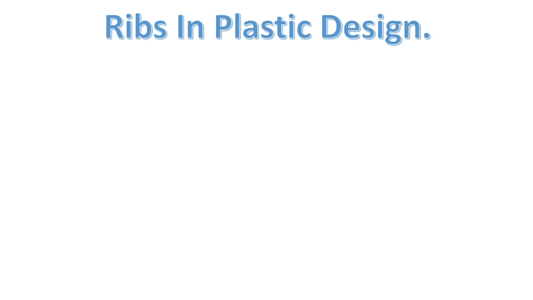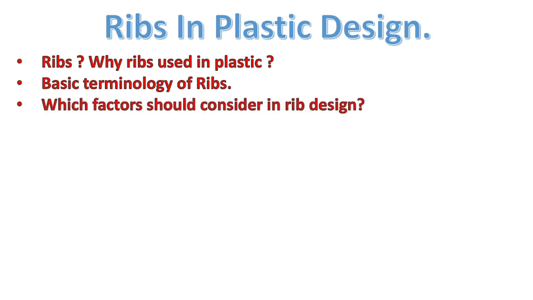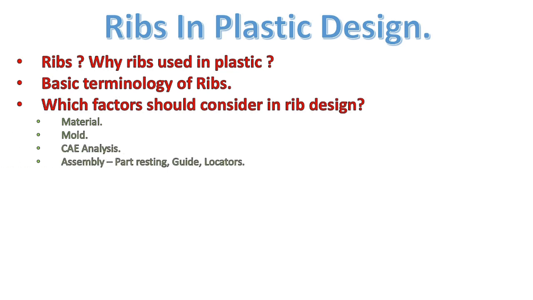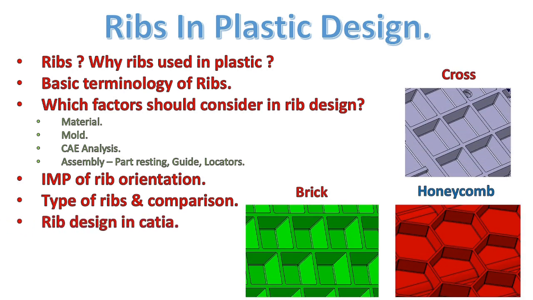Now we will cover the following points. Ribs: what are ribs, and why are ribs used in plastic? Basic terminology of ribs. Which factors should be considered in rib design: material, mold, analysis, assembly, part listing, guide, locator. Also the importance of rib orientation in plastic design, types of ribs and their comparison, and actual rib design in CATIA.